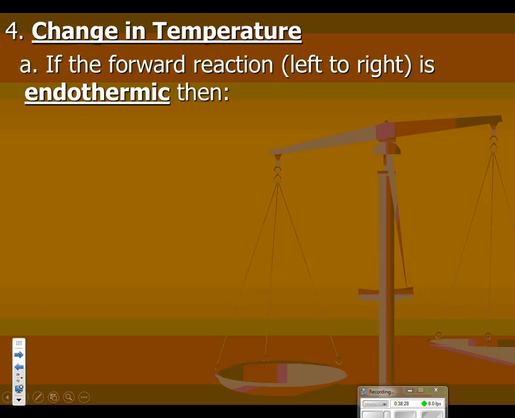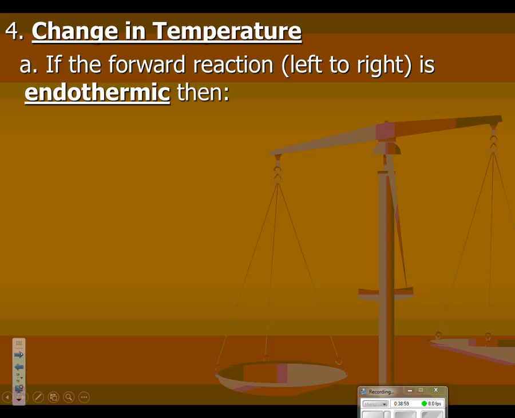Change in temperature. If it's endothermic, then endothermic would put the heat on the reactant side. So if I change the temperature, it'll shift depending on what I do. If I take heat out, it will shift towards the heat. If I put heat in, it'll shift away from heat, just like adding or taking away a substance. You just need to know where to put the heat. Endothermic is on the reactant side. Exothermic, you put the heat on the product side.